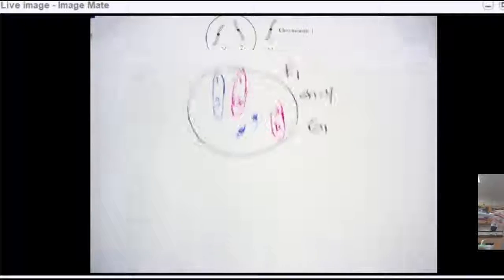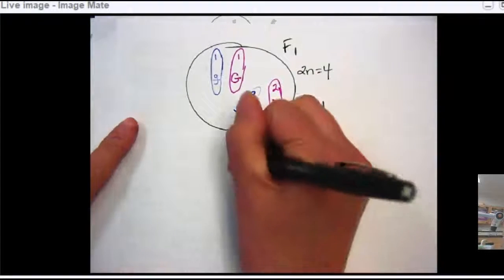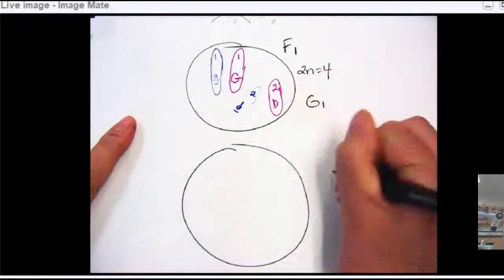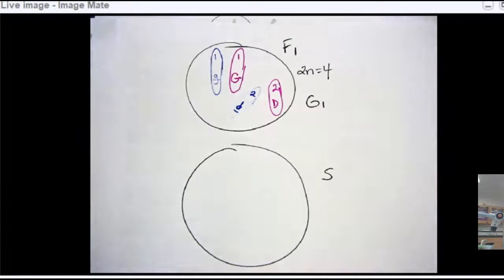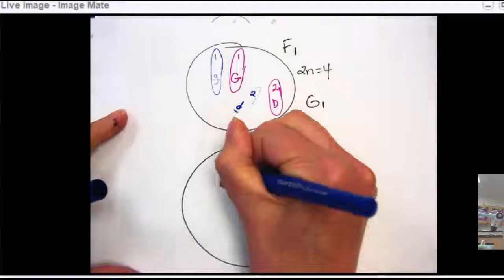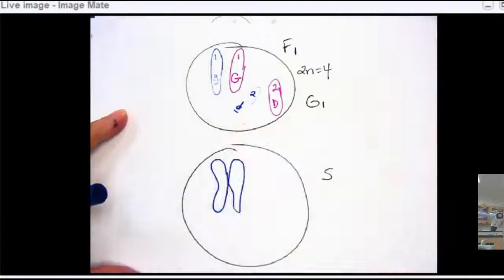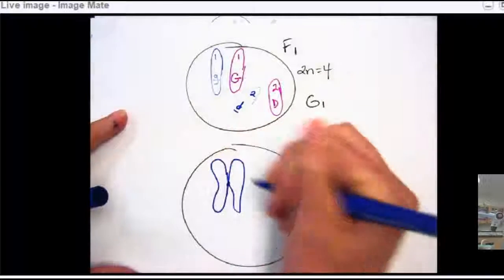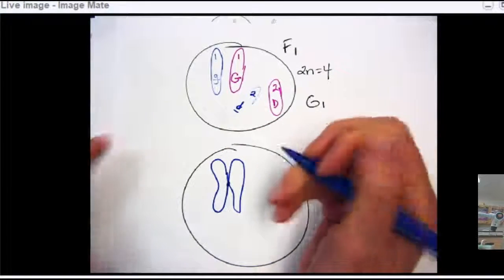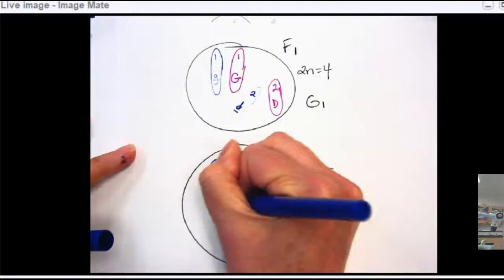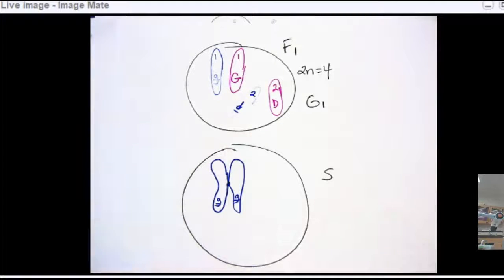What happens in S? Yeah. I'm going to copy all of the chromosomes, and now they're connected at the centromere, but this is still chromosome 1, but now I have sister chromatids.